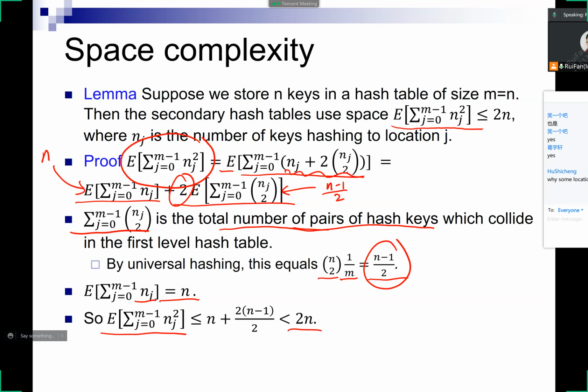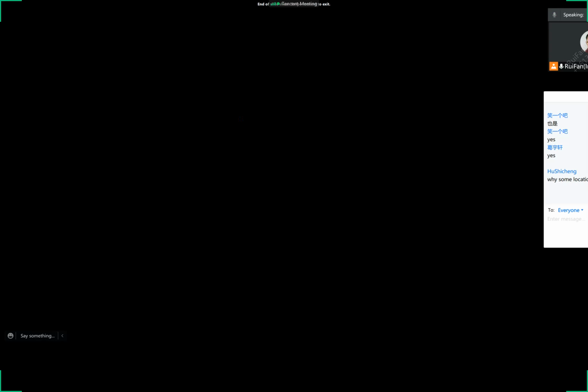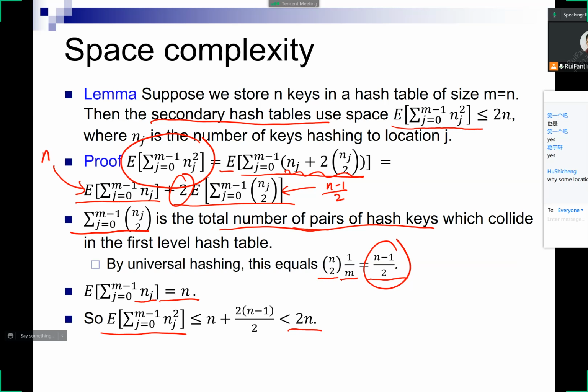So this means that the total space used by the secondary hash tables is expected to be less than 2n. And then if you add this together with the top level hash table, which also has size n, then you see that this entire hash table, the top level plus the second level, has total size 3n in expectation.